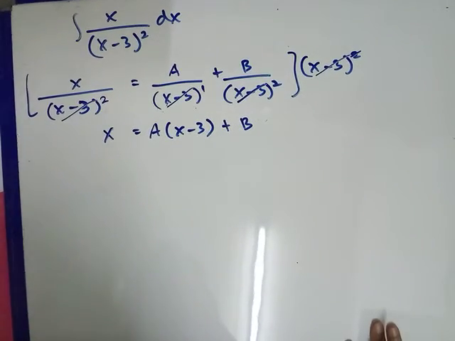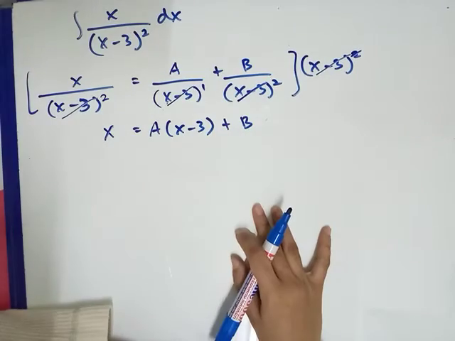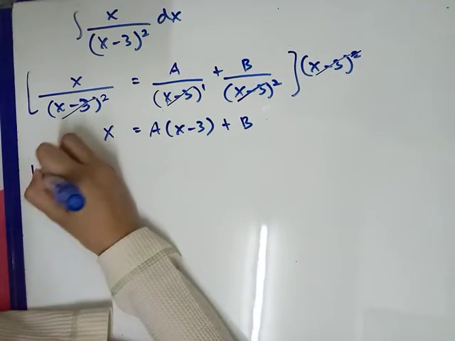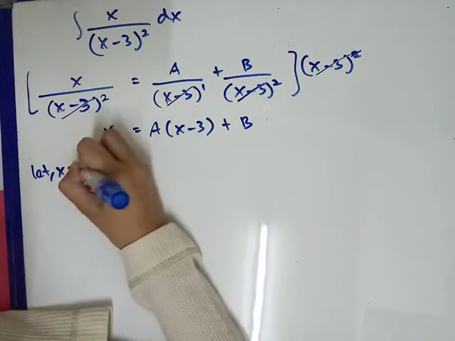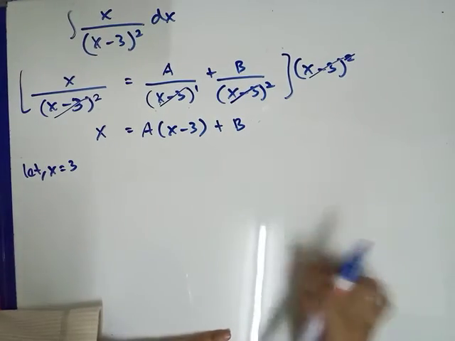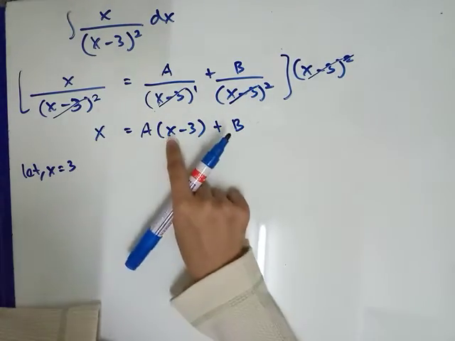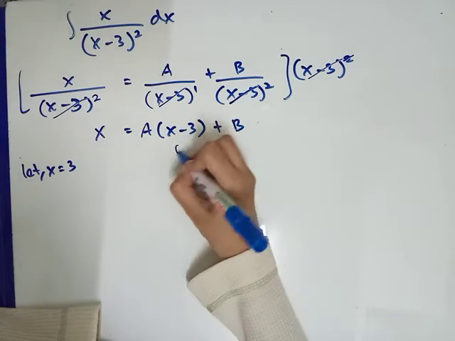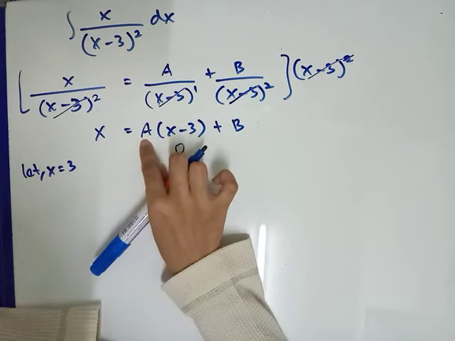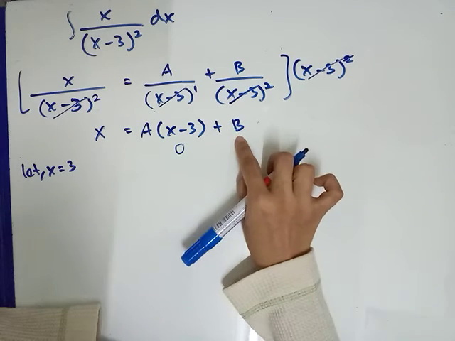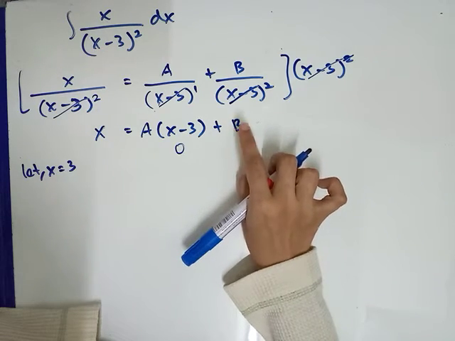Then, we need to find the value for a and b. Okay, how to find the value for a and b? Okay, I will let x equals to 3. Why x equals to 3? Because when we substitute 3 into x, 3 minus 3, we get 0. So 0 times a, we get 0.